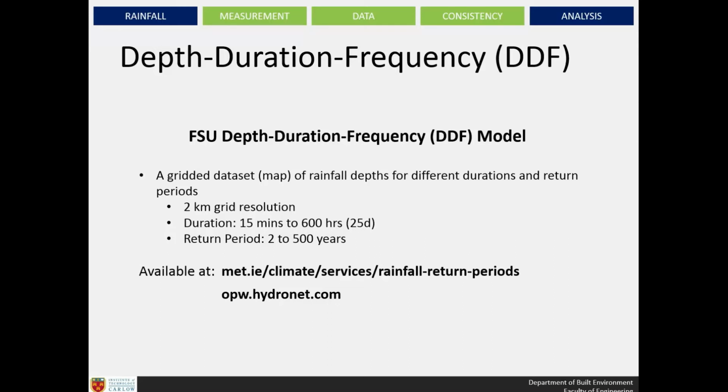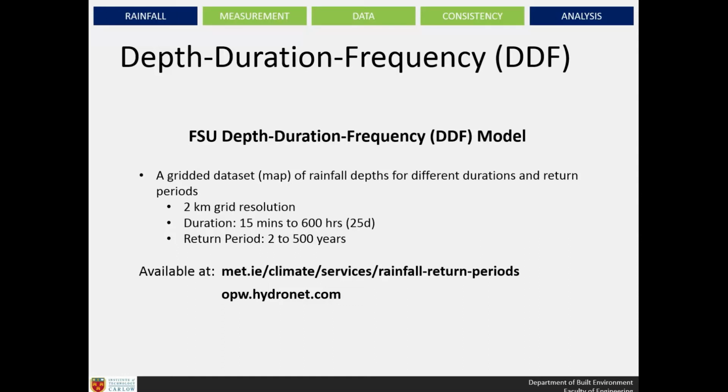Now, this data is available on Met Éireann, where for a given location you can get a return period table. So for different durations of storm and different return periods, it'll tell you what the depth is. Alternatively, on the OPW HydroNet web portal, for an individual location, you can specify the duration you're interested in and the return period. It will give you the depth. It also has the option of giving you a rainfall distribution.